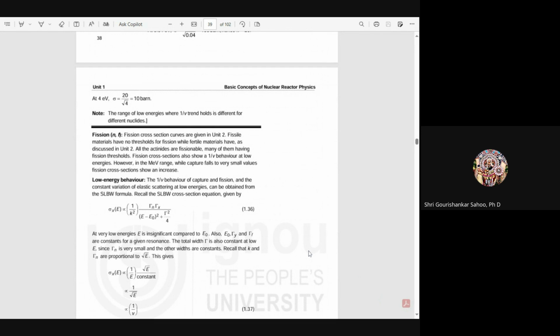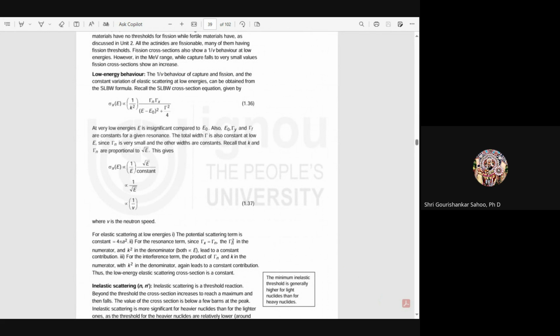So now fission, n f, low energy behavior. The 1 by v behavior of capture and fission and the constant variation of elastic scattering at low energies can be obtained from the Breit-Wigner formula.